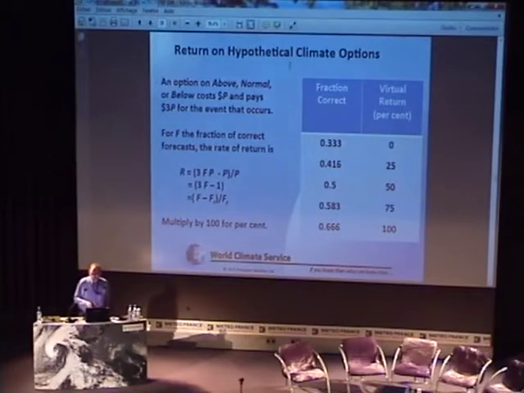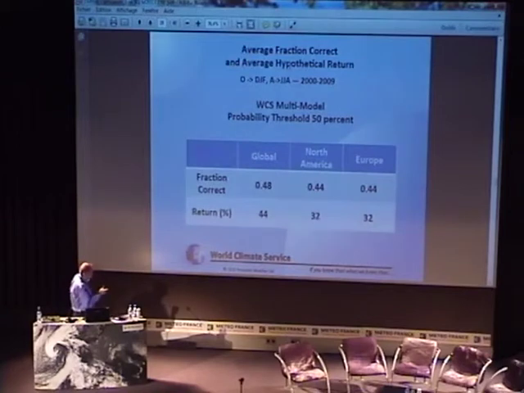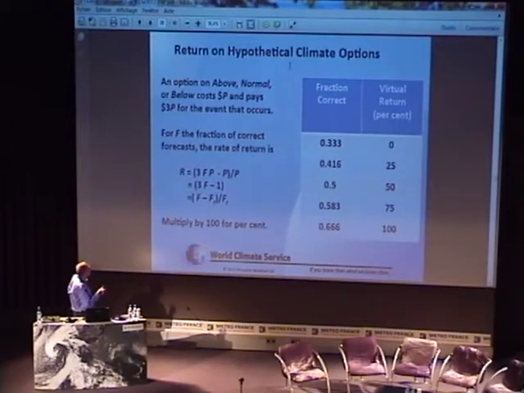And if your choice is correct, it pays three euros. So this is a pot of money. People are making different bets, so to speak, and we're assuming it's large enough that this all works out. Well, for F, the fraction of correct forecasts, you're going to get paid 3FP. You'll get paid when it's correct. So you get paid 3FP. You pay P for each one, and the rate of return then is divided by P.